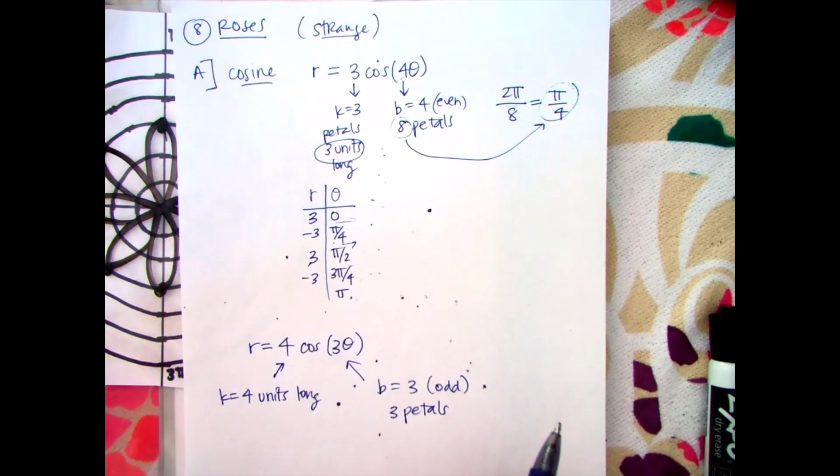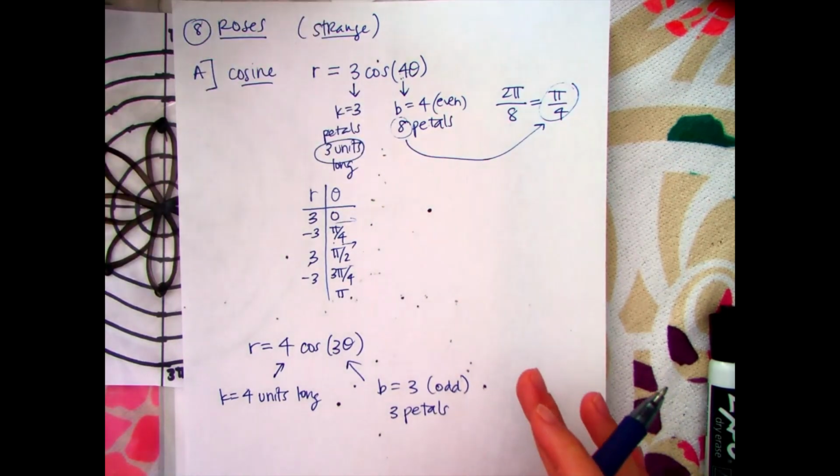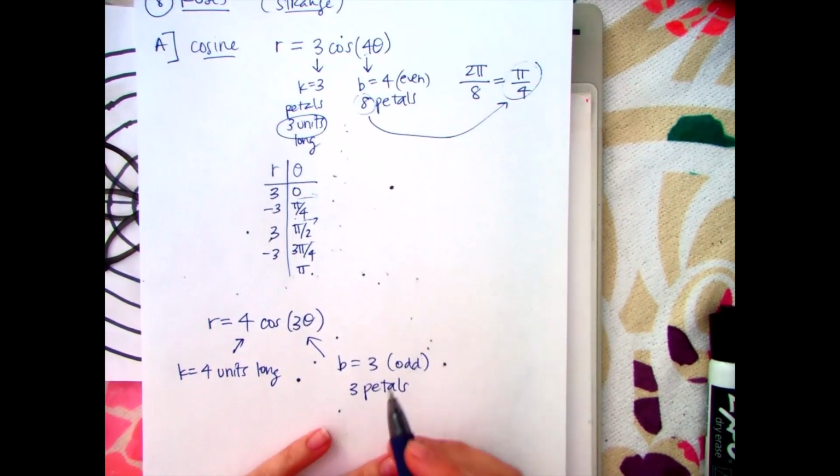So when it's odd, it just has that amount of petals. When it's even, you double the amount of petals. You double 4. When it's odd, you just keep it the same. I know that's weird. It's just the way it is. It has to do with the symmetry.